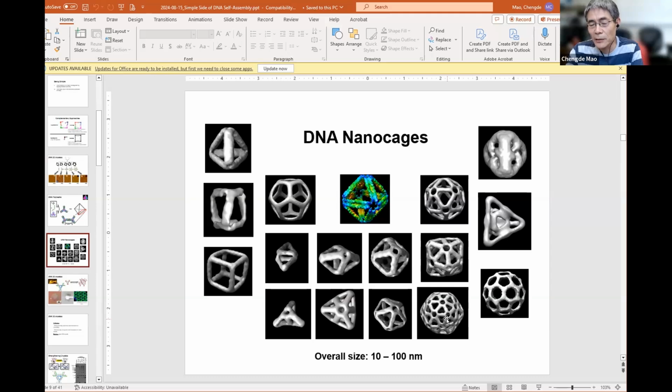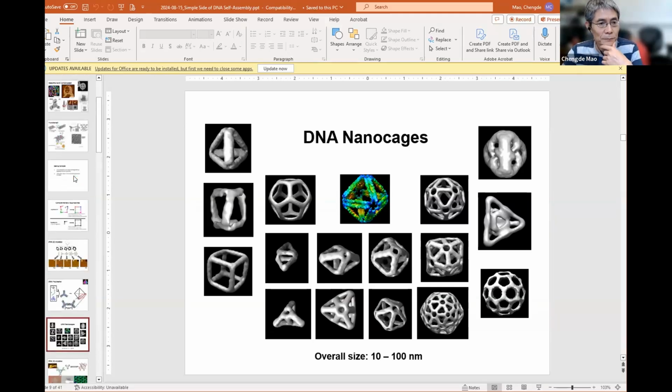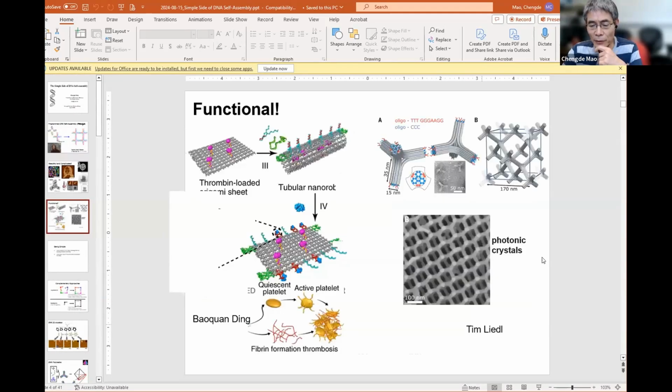Another side is on physical devices. For example, Chengde Mao built these photonic crystals. What they use is DNA origami, and again, just like what I said earlier, we try to demonstrate this idea. DNA origami is a wonderful choice. You actually want to go with that, right?